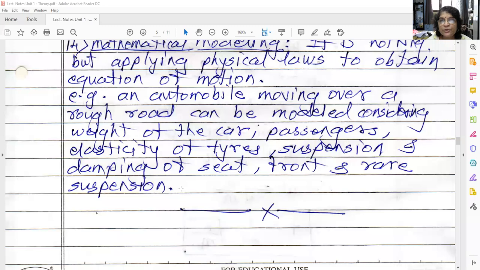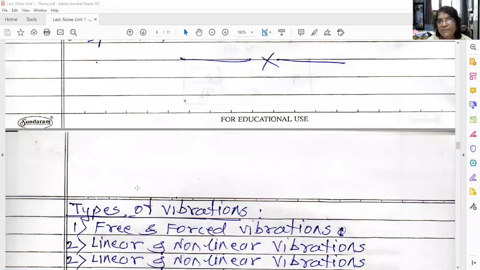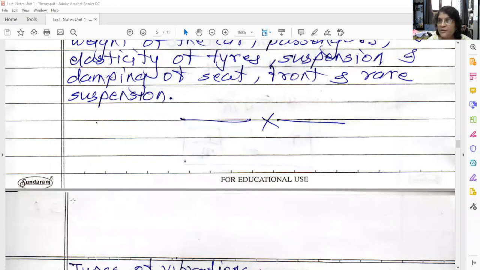So now the further part we will see in the next lecture, that is types of vibrations and how to determine the natural frequency by using 3 different methods.